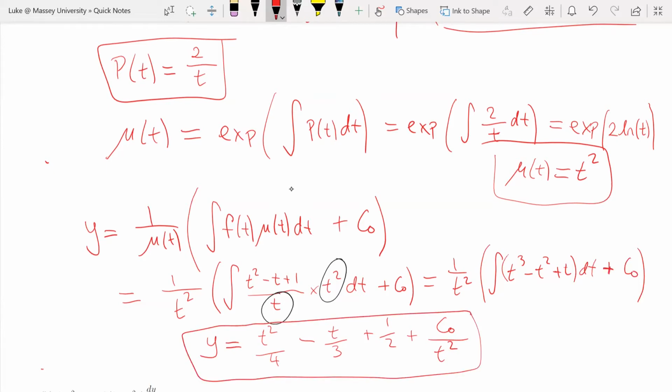Okay, so the first question in this workshop is probably the easiest. It is important that you know how to identify linear ODEs. And once you've identified a linear ODE, remember that you solve that with an integrating factor.